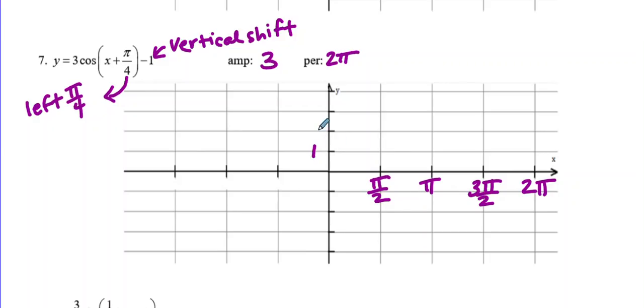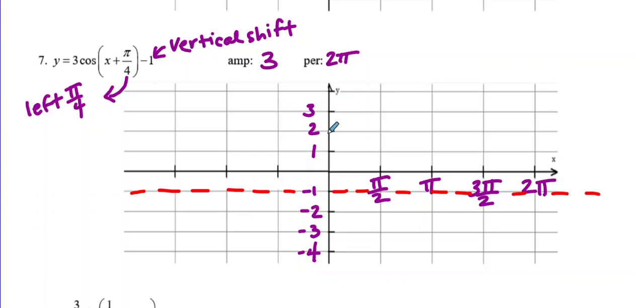And I need 1, 2, 3, -1, -2, -3, and actually I need to go down to -4, and here's why. My midline shifted down to -1. So here's my midline right here. That is now the middle of my cosine graph. Okay. So normally I would start right here. Nope, for the cosine I would start 3 above, right here.